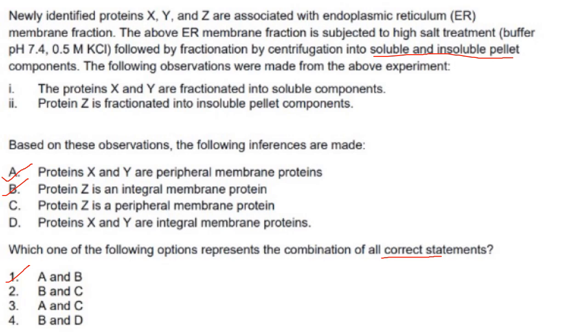Based on the above observation, the following inferences are made. Okay, we have to see which is a peripheral membrane protein and which is an integral membrane protein. Which of the following options represents the combination of all correct statements? So you got two fractions upon treatment, one is the soluble fraction and the other is the insoluble pellet.